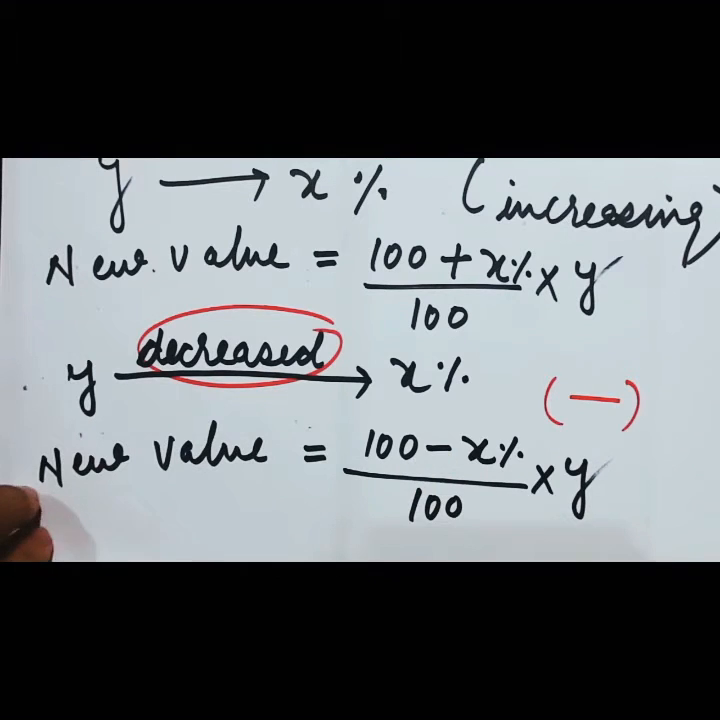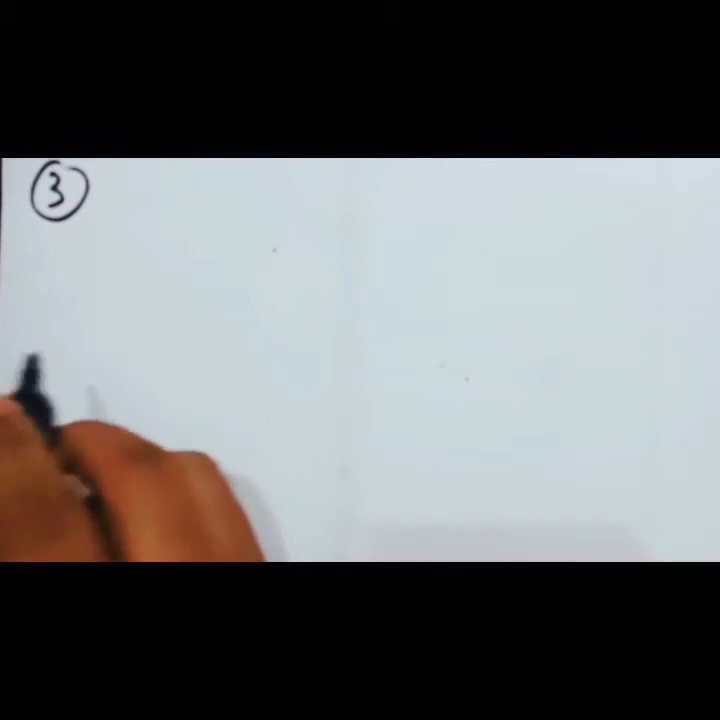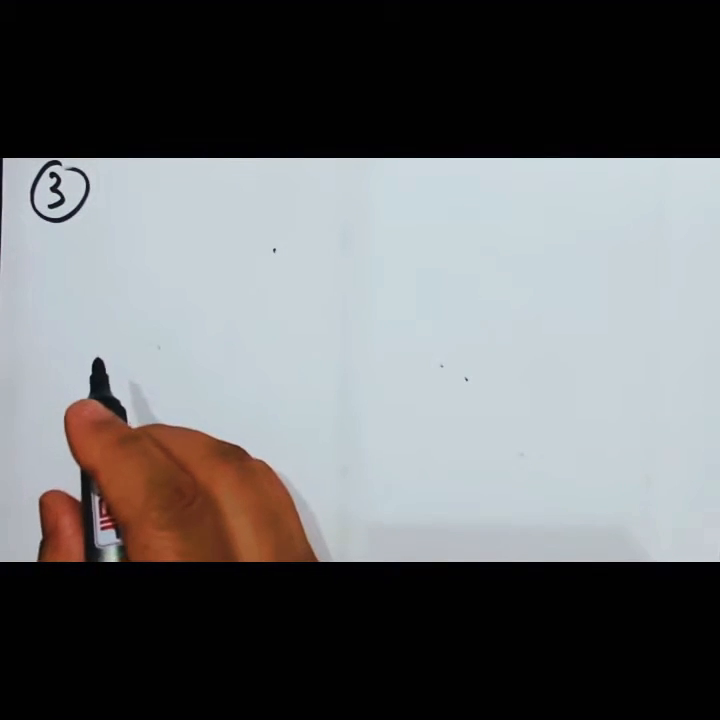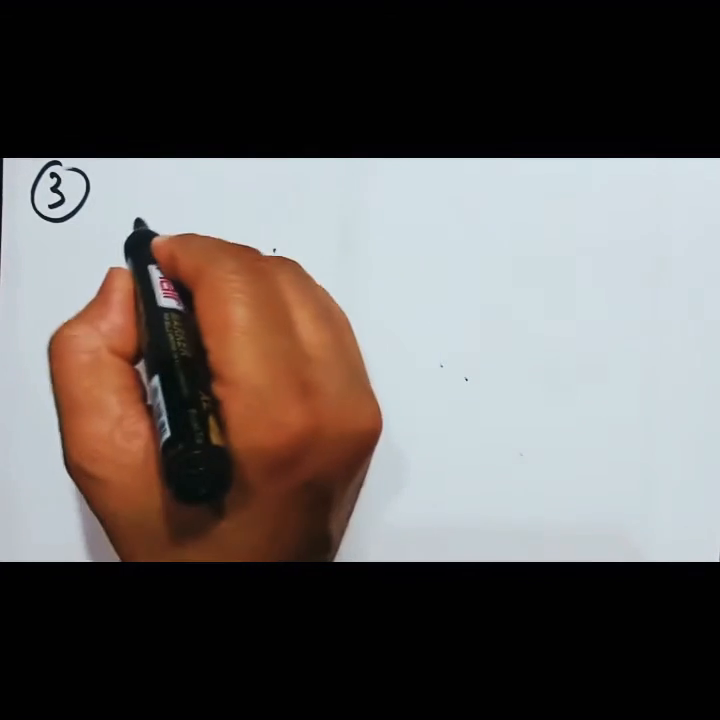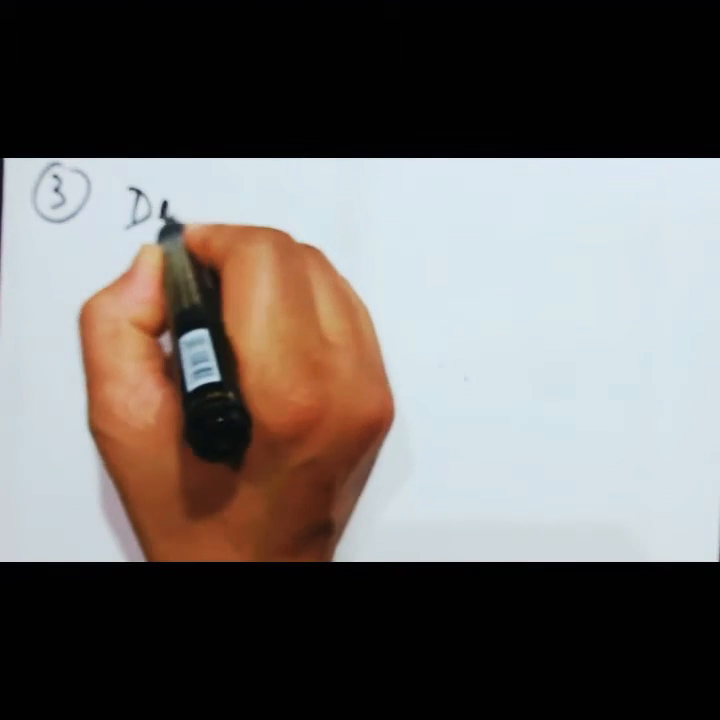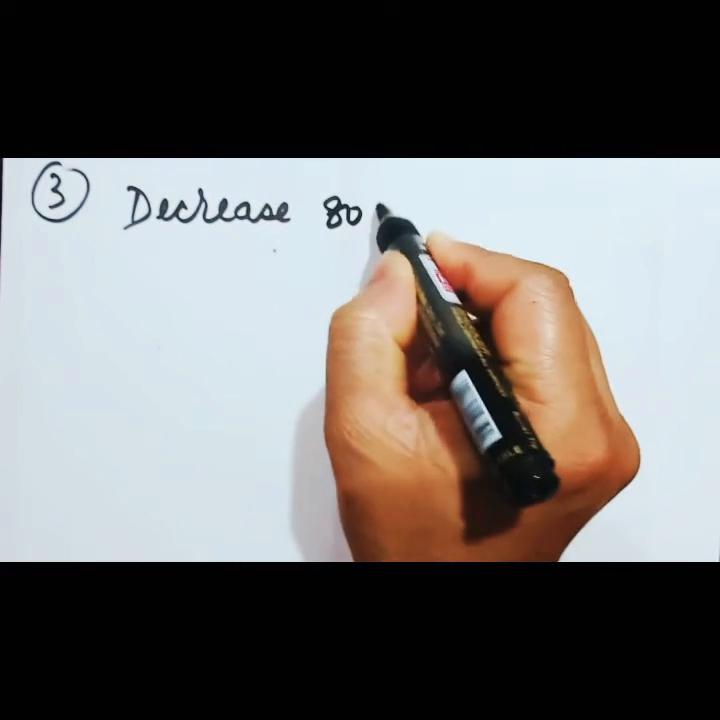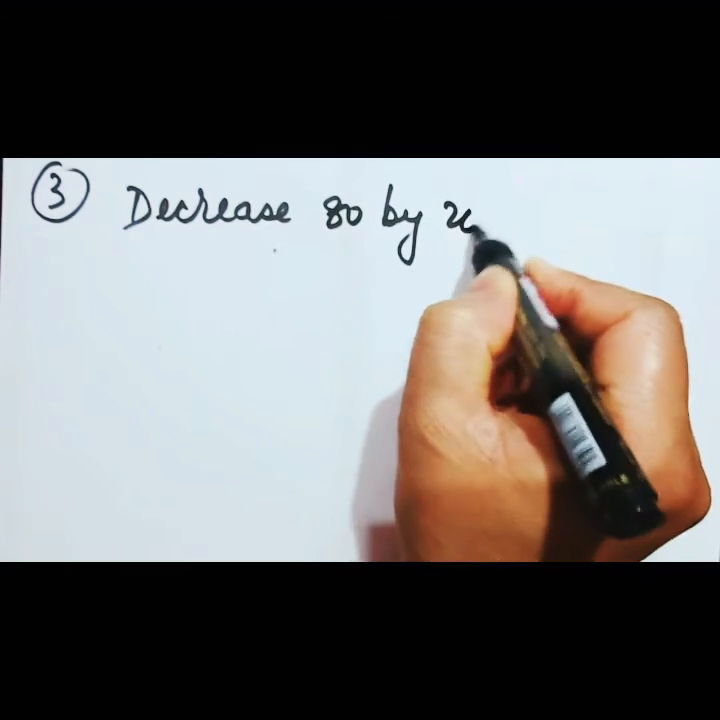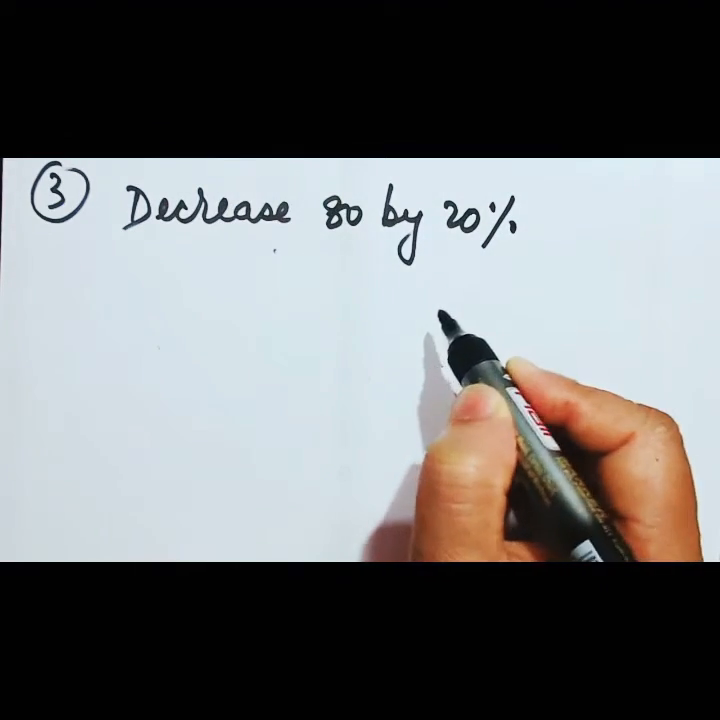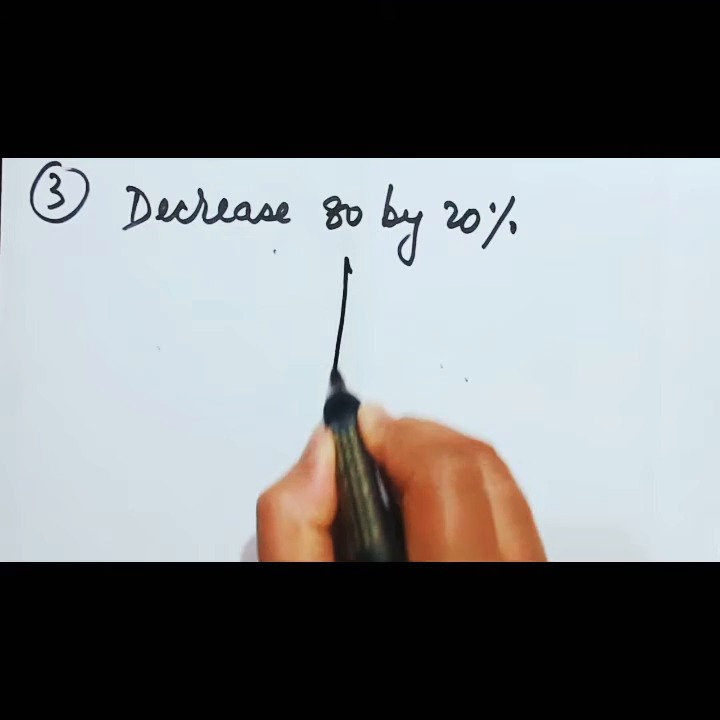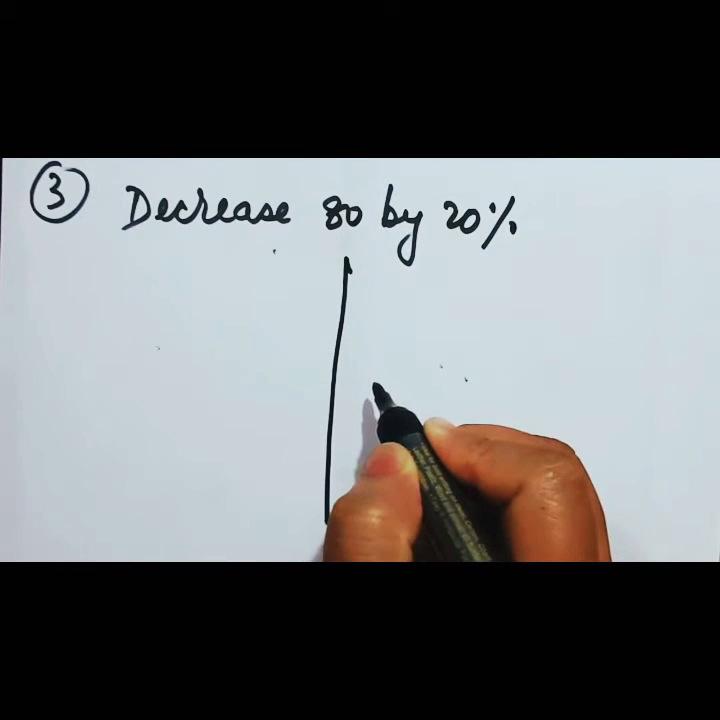Now let us take number 3. It is very short, so please keep concentrating. In number 3, what do we have? Decrease 80 by 20%. We will do it by both the methods as we had dealt with in the previous one.